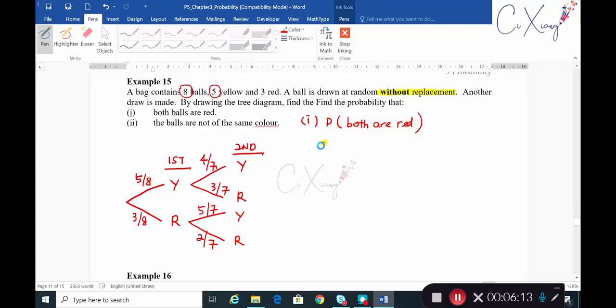To get the probability that both balls are red, you can go through the path from your tree diagram from the beginning. The first ball is red, the second ball is also red. This is the only path that we have, both are red. Therefore, to get the probability, you multiply them. So it should be 3 over 8 multiplied with 2 over 7, and therefore you will get a probability of 3 over 28.